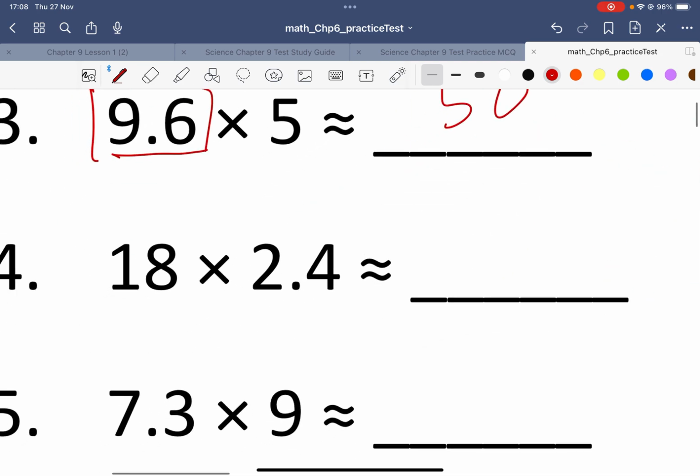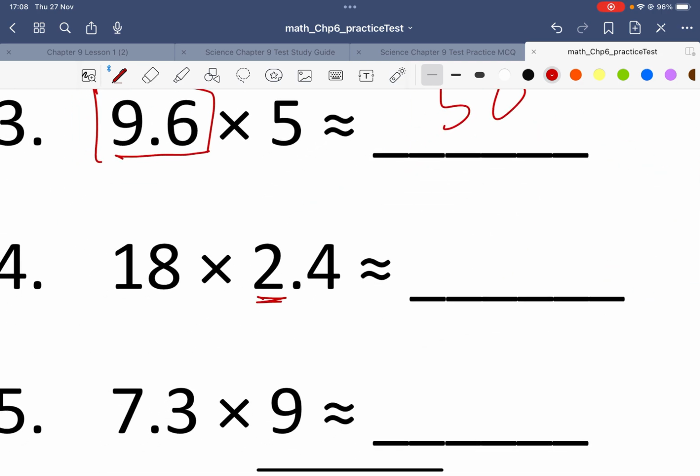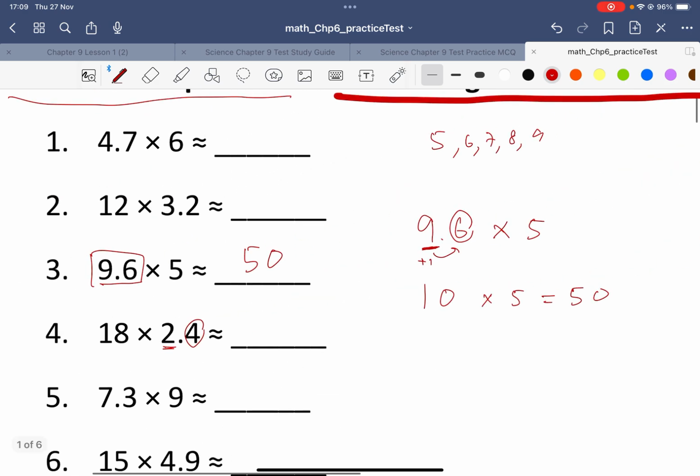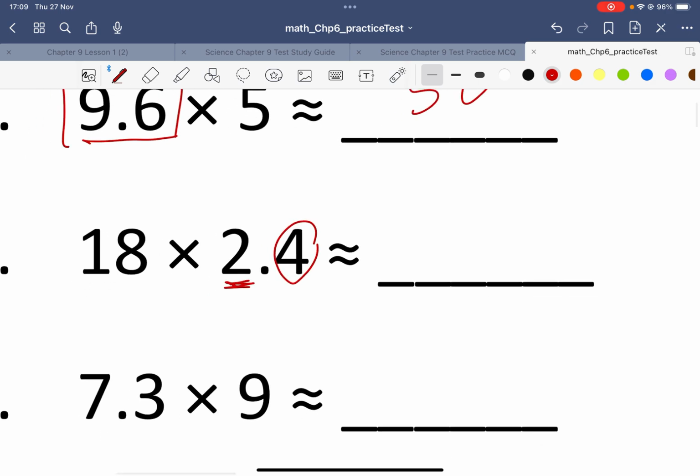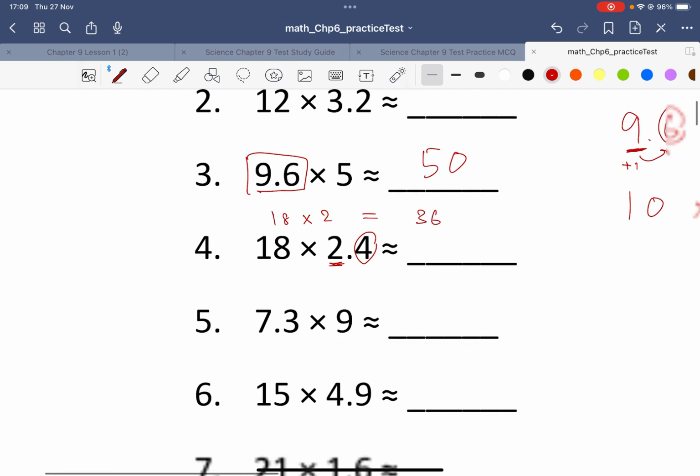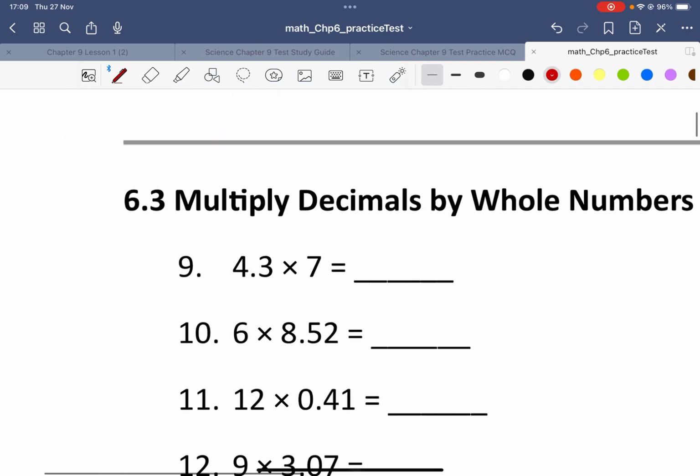So similarly here, this one, the number behind is 4. It's not 5, 6, 7, 8, or 9. So I just take this as 2. So it'll be 18 multiplied with 2. So I will just get 36. Yeah? All right. So let's see another one.